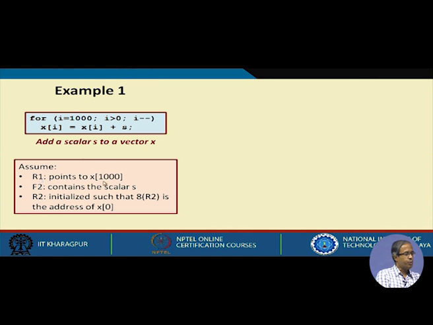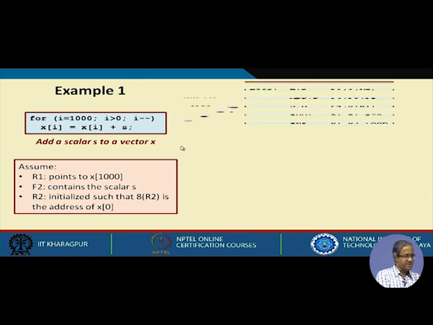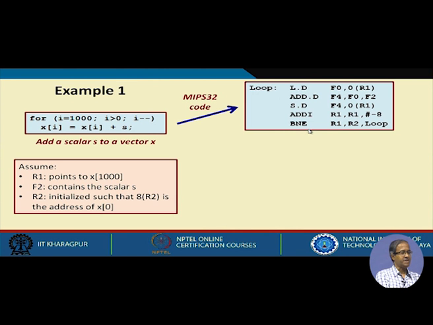Let us say R1 points to the last element of the array, the F2 register pair contains the scalar S, and R2 is pointing to the element which is just before the first element of the array. That means, if I add 8 to R2, it is pointing to x0. So actually R2 is pointing to one element before x0. This is how we will be initializing R1, F2, R2 such that my code can become like this. For this loop, the corresponding MIPS32 code is this, assuming that R1, F2, R2 are loaded like this.